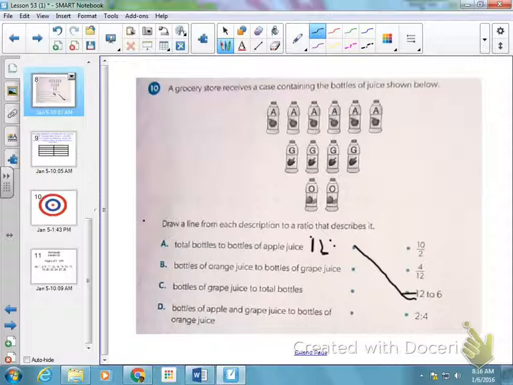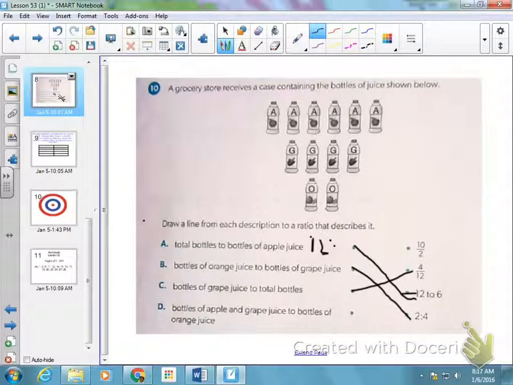Okay, then B, bottles of orange juice to bottles of grape juice. How many bottles of orange juice do we have? We have 2. And how many bottles of grape juice? 4. So 2 to 4, which will match the ratio down here at the bottom. And then C, bottles of grape juice to total bottles. So how many bottles of grape juice do we have? We have 4. And how many total bottles? 12. Now, could I simplify that ratio? Sure. Or could I leave it alone? Either way, they're both correct.